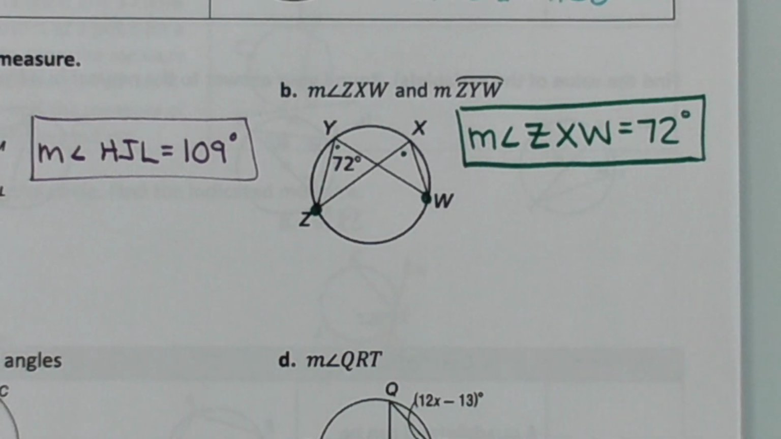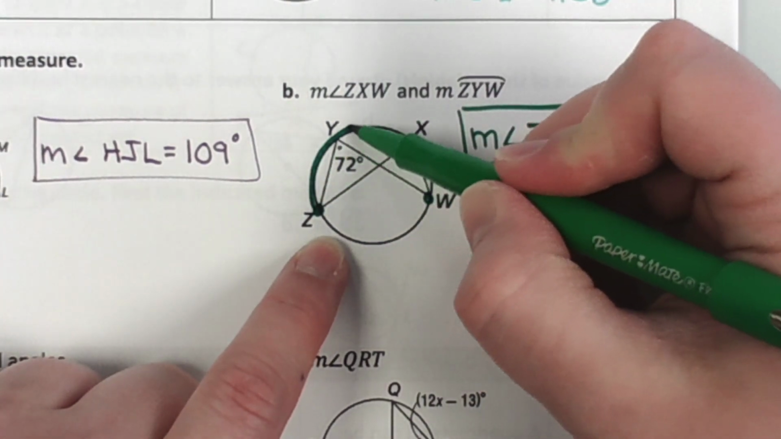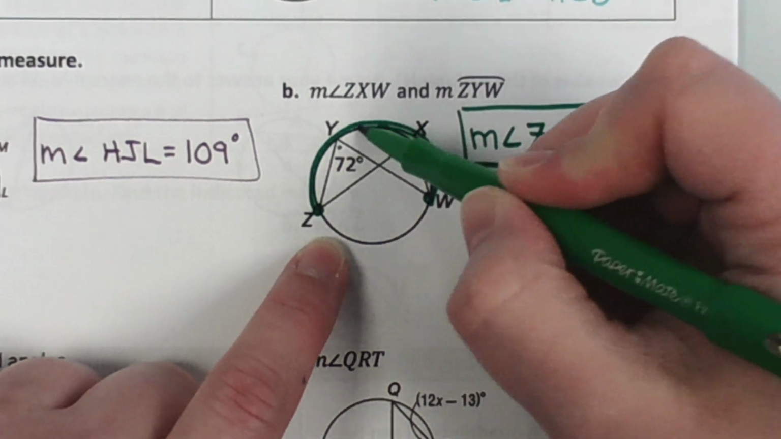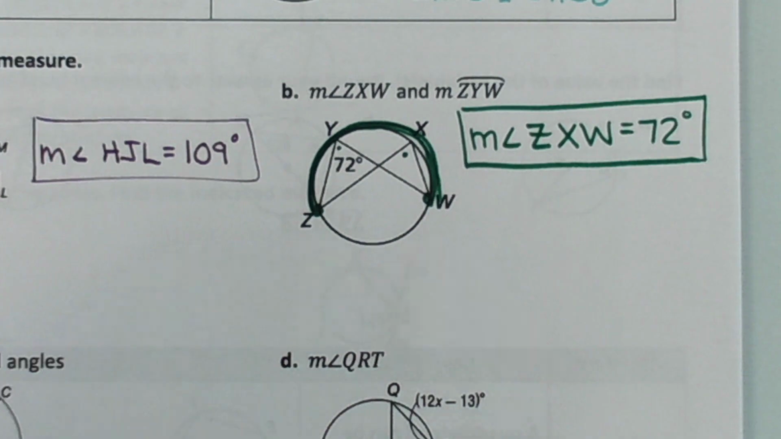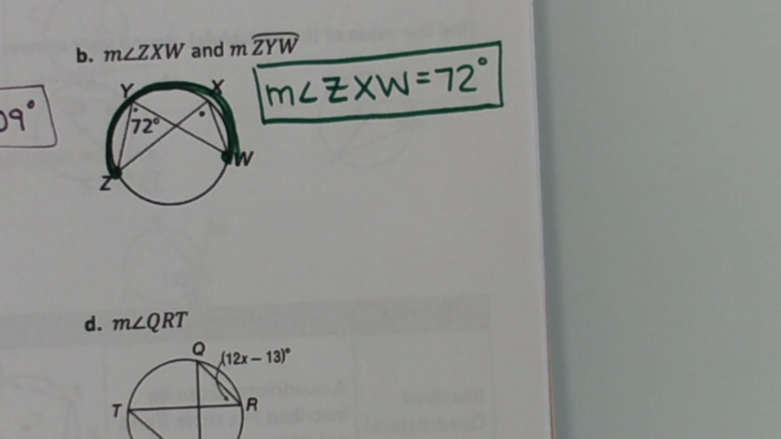It also asks about the measure of arc ZYW. ZYW goes from here to here. Is that the intercepted arc of the angles we were looking at? No. Because if we were talking about this angle, this is its intercepted arc. An inscribed angle and its intercepted arc make a closed, almost triangular looking thing, but one side's curved.